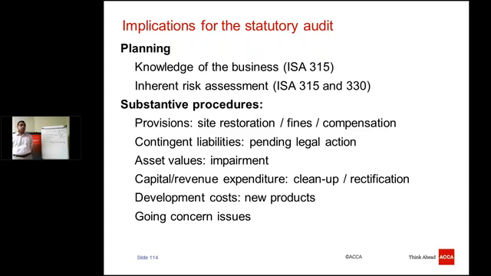Substantive procedures in a normal audit with regard to environmental and social issues would include provisions for site restorations, fines, and compensation. This is something that has been examined in paper 7 before. Contingent liabilities, for example, if there's a pending legal action against the entity for environmental law that has been breached. Asset values and impairment. Capital versus revenue expenditure, cleanup and rectification cost, whether those can be capitalized or not. That can also be a key issue in the audit. And development cost for new products, of course, and also going concern issue.